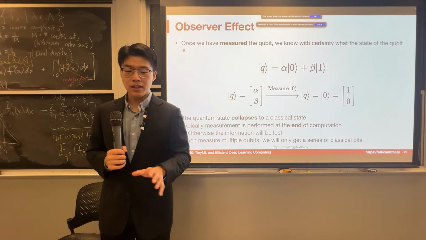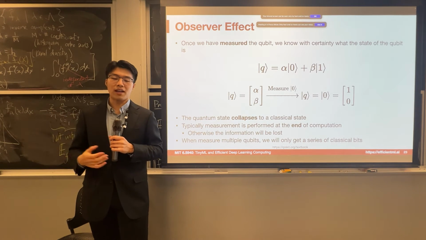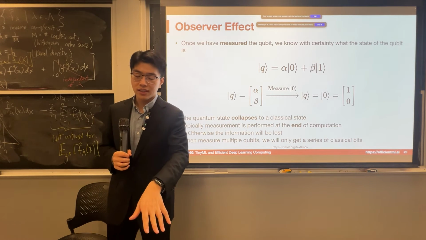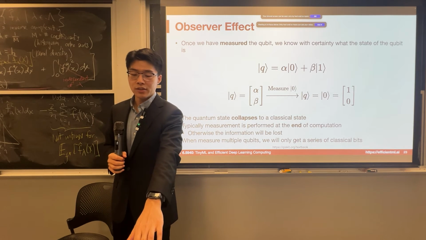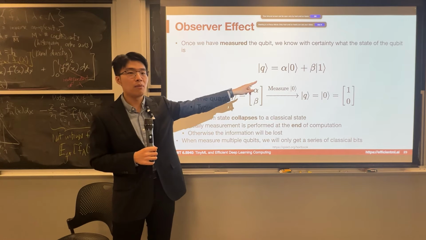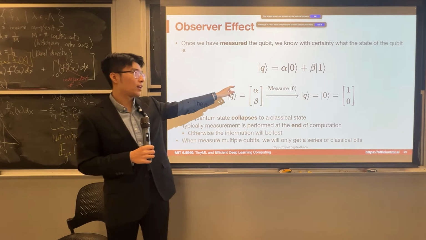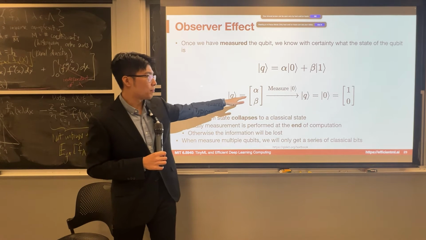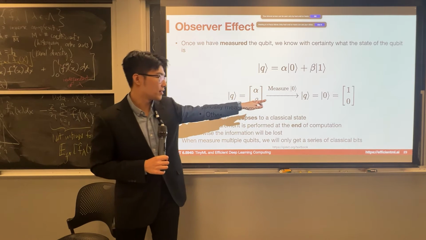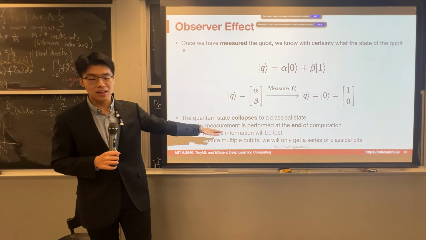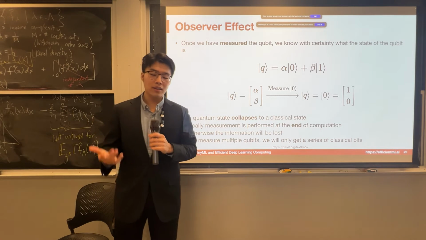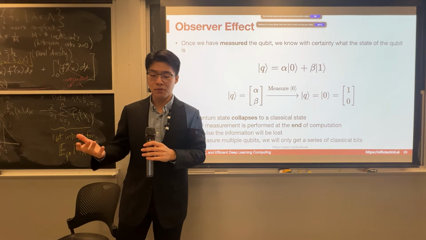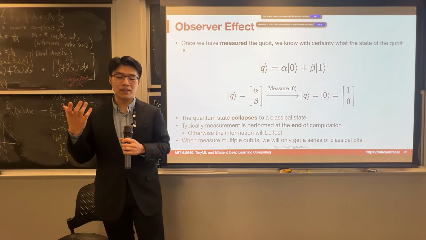Okay, so another important thing is that we have this observer effect. That means when we measure these qubits, we cannot know the state of the qubit beforehand. For example, we assume the qubit is in alpha 0 plus beta 1, right? And we already know that alpha square plus beta square should add up to 1. If we measure on the 0 and 1 states, and we obtain 0, the whole system will collapse to this classical state. That's why typically we just have the measurement at the end of computation, because if you do that in the middle, everything will collapse and you will not get any meaningful result.